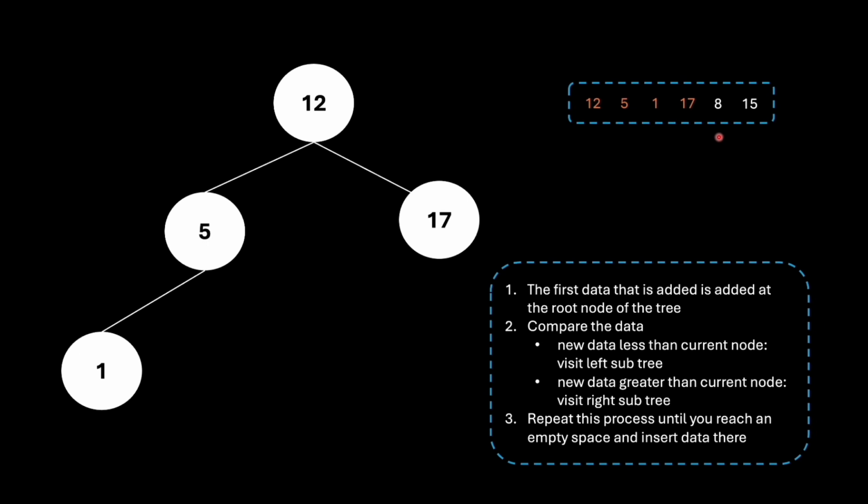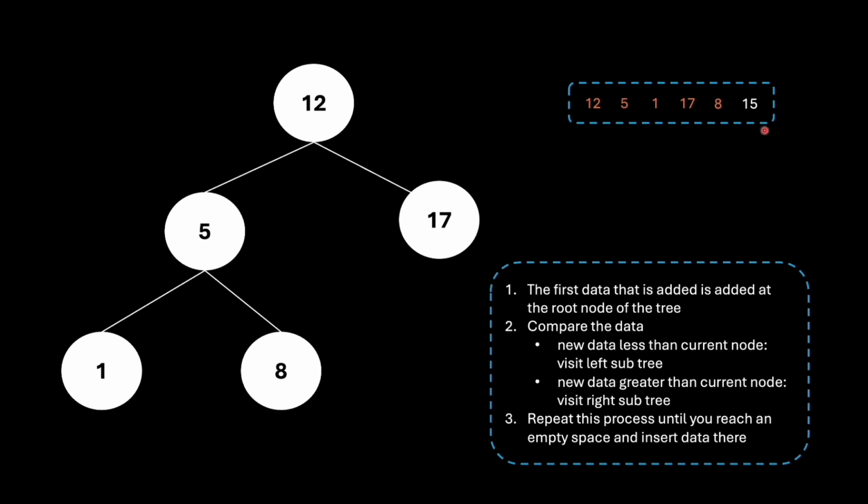Now let's add 8. We will have to compare 8 with the root node first. 8 is less than 12. So 8 is less than the root node. So we will have to visit the left subtree. Now we will compare 8 with 5. 8 is greater than 5, so we will have to visit the right subtree. Now there's nothing here, so we can just add 8 here.